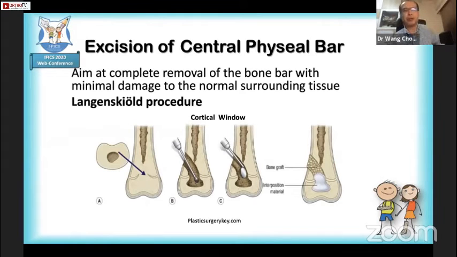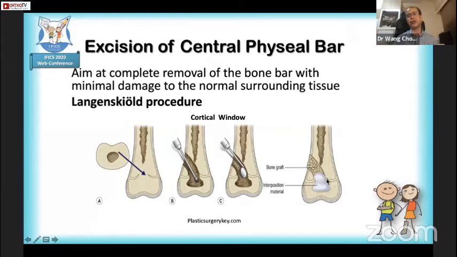The principle of physeal bar excision is to achieve complete removal of the bone bar with minimal damage to the normal surrounding tissues. The classical procedure was described by Langenskiöld in 1967. The physeal bar is removed with a high-speed burr through a cortical window and tunnel. The exposure is pretty limited, and many times you need a dental mirror to help assess whether the excision is complete or not.